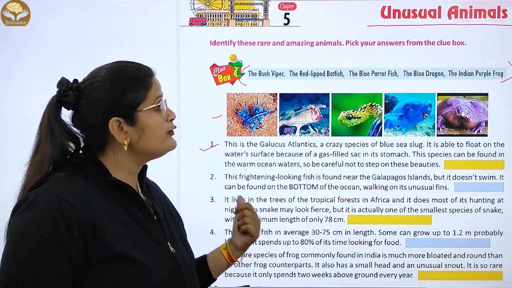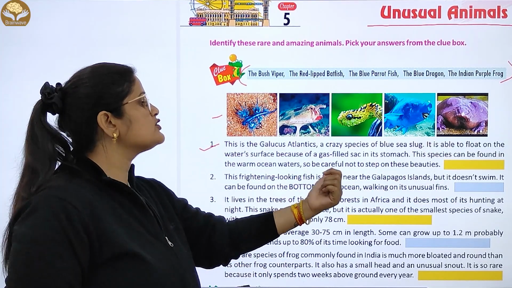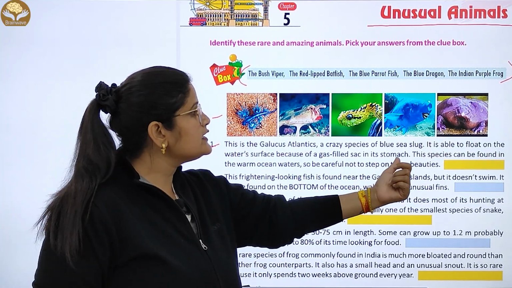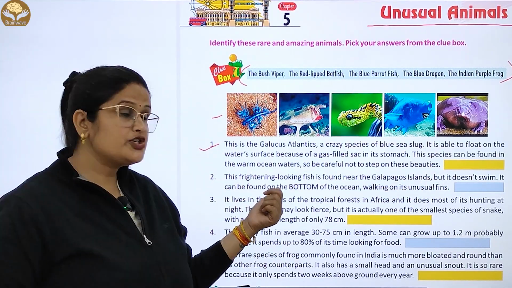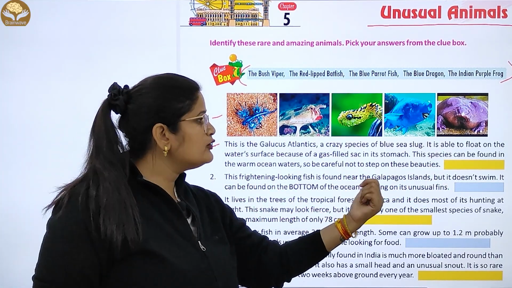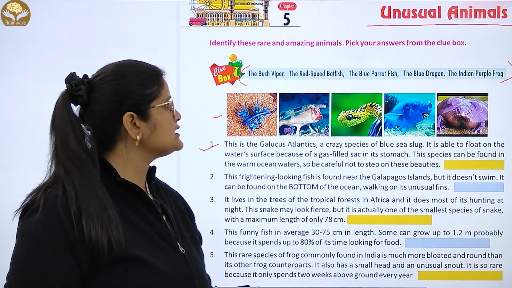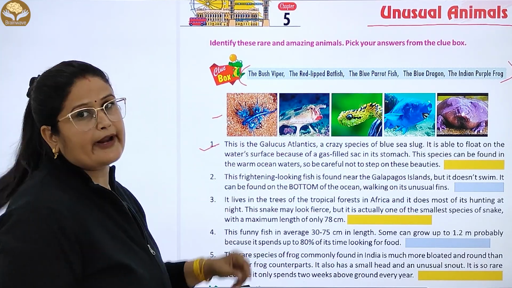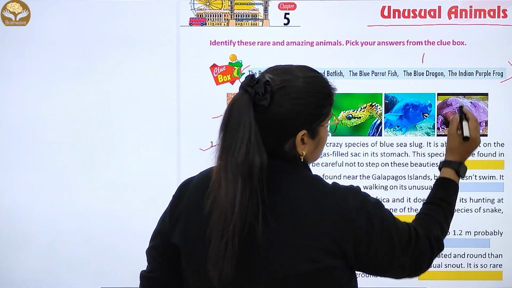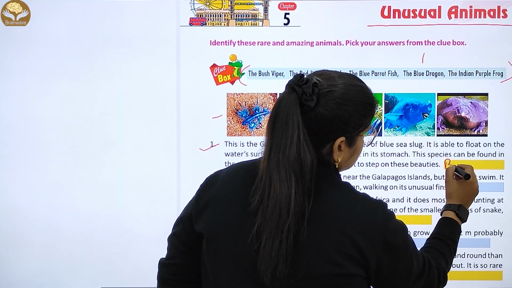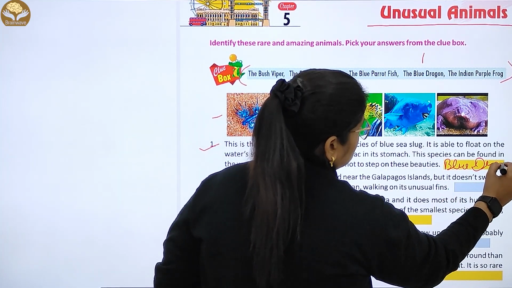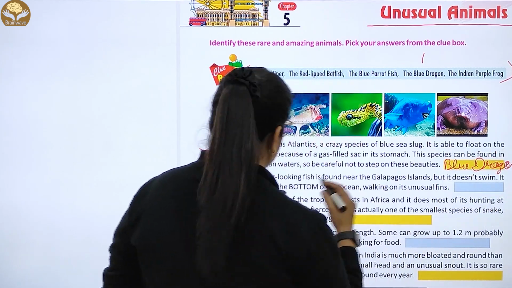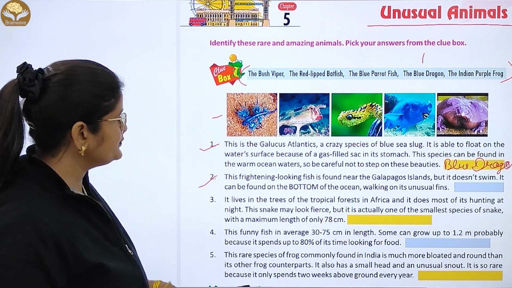It is able to float on the water surface because of a gas-filled sac in its stomach. This species can be found in the warm ocean waters, so be careful not to step on these beauties. This is the blue dragon. This one. Blue dragon. Okay. Number 2.